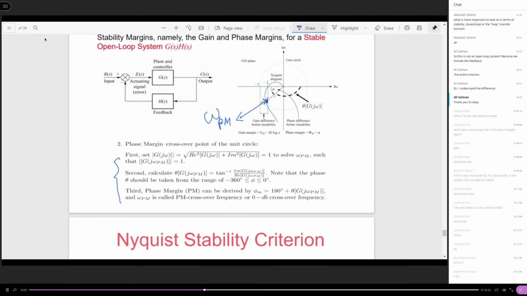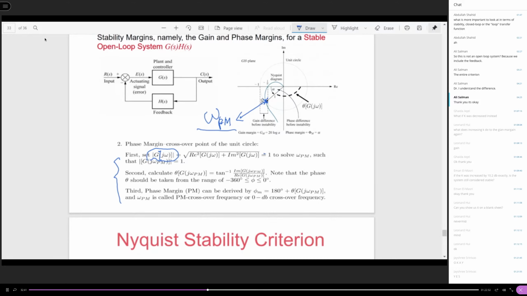Okay, so this is a crossover frequency. Now, how are we going to find it? This is the way. In the first step, you need to set the magnitude of G(jω) equal to 1. Its magnitude is equal to the square root of the real part squared plus the imaginary part squared. You don't need me to tell you how to get this, right? This is the magnitude of the frequency response of an open loop system. So you set it equal to 1.